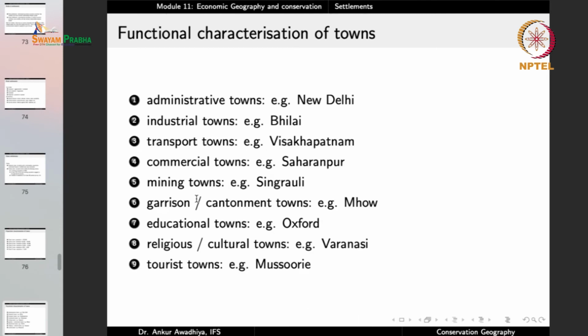Now, based on their functions, we can have a functional classification of towns such as administrative towns like New Delhi, industrial towns like Bhilai, transport towns like Vishakhapatnam, commercial towns like Saharanpur, mining towns like Singrauli, garrison or cantonment towns such as Mau or military headquarters of war or Jalandhar, educational towns like the city of Oxford, religious and cultural towns like Varanasi, and tourist towns like Mussoorie.